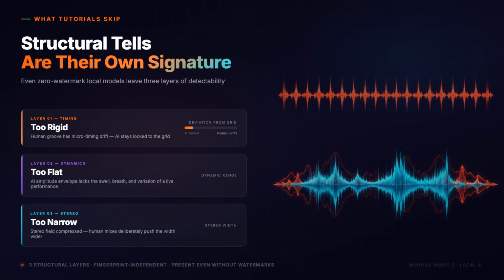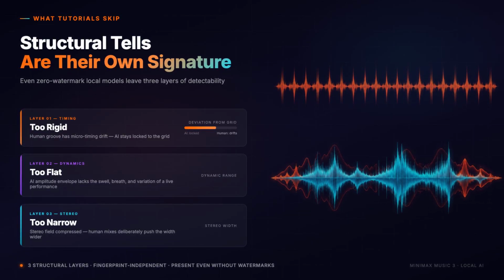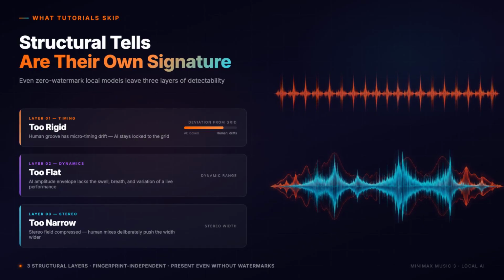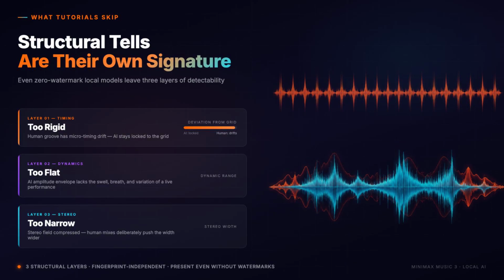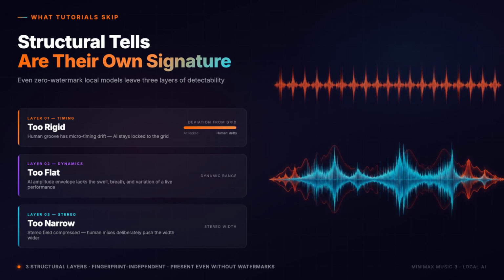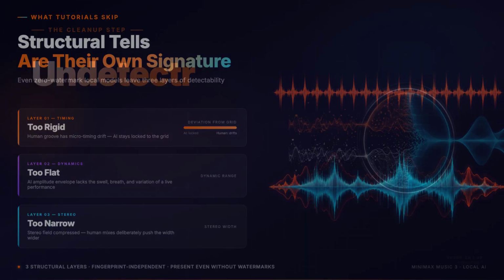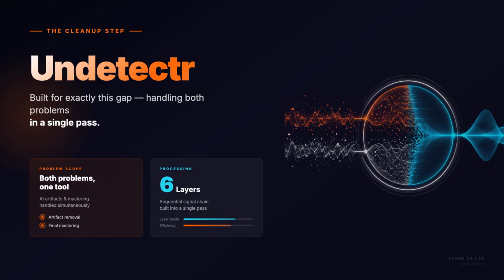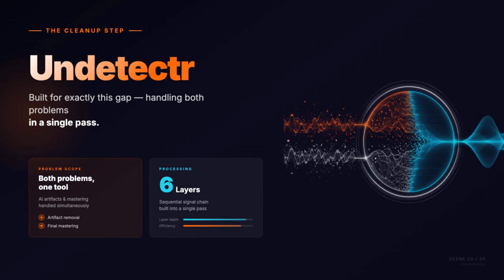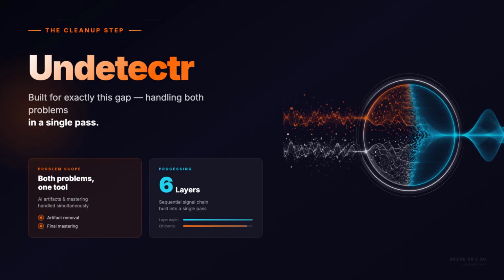And on top of both, generated audio has structural tells: timing that sits too rigid, dynamics too flat, a stereo field narrower than a human mix. Those are their own signature. So you've got 3 layers of detectability even from a local model that added 0 watermarks, which is why the cleanup step exists. Undetector is the tool built for exactly this gap, and it handles both problems, the artifacts and the mastering, in a single pass.